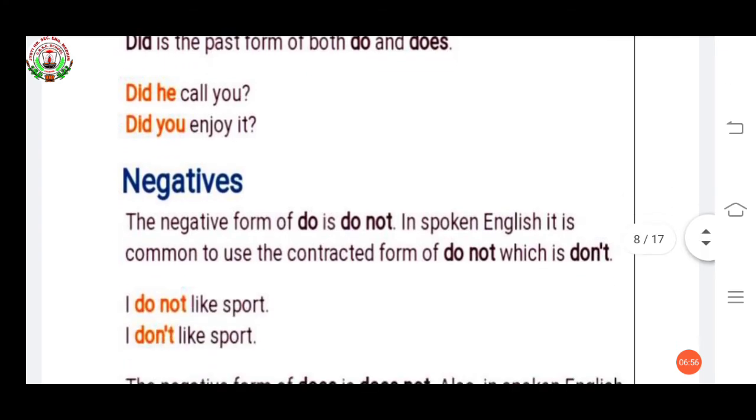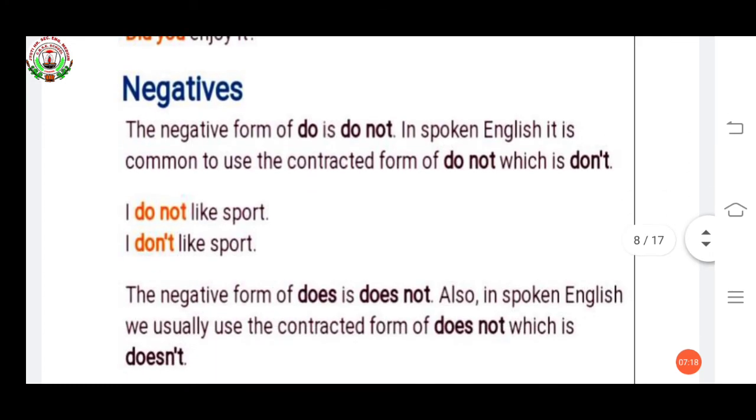Now, negative. How to make negative? We just have to add the word not. If we add the word not with do, it becomes don't. If we add not with does, then it becomes doesn't. Okay. Now see, the negative form of do is do not. In spoken English, it is common to use the contracted form of do not, which is don't.